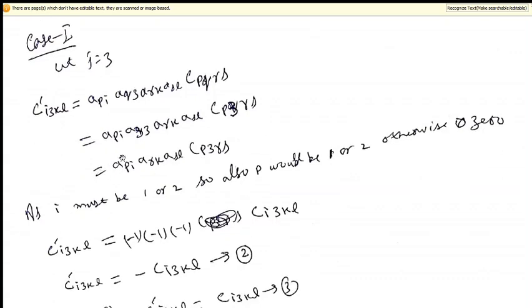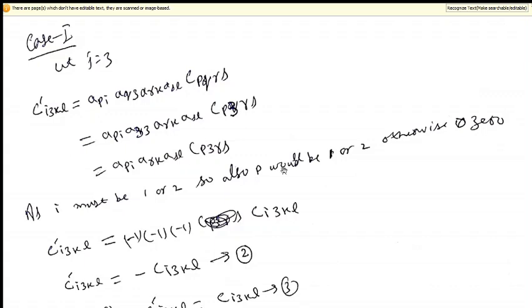And we know that when one index is equal to 3, all others will be different from 3. So it means that I, K and L can be only 1 or 2. Also indices P, R and S would be 1 or 2.